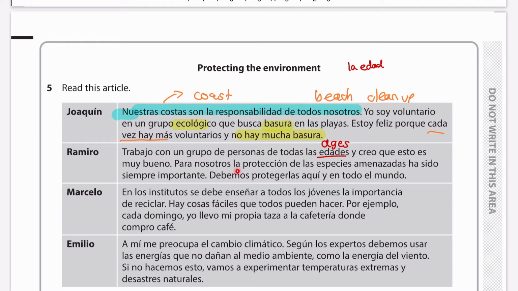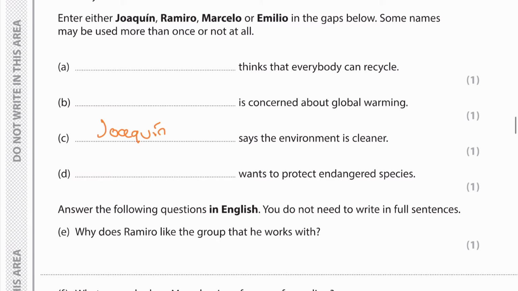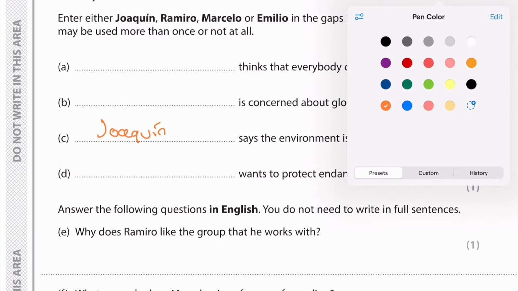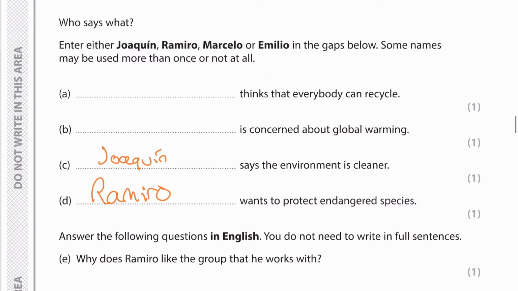Para nosotros, la protección de las especies amenazadas ha sido siempre importante. Debemos protegerlas aquí en todo el mundo. So here we mention a keyword, which we saw in the questions. So this one for sure is going to be endangered species. This last one, Ramiro, his name was, wasn't it? Let's do it in orange. Ramiro. Well, this one I think is quite easy.